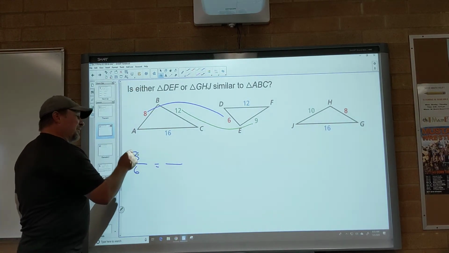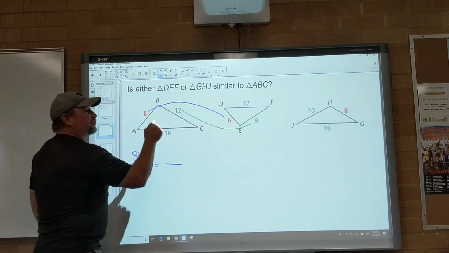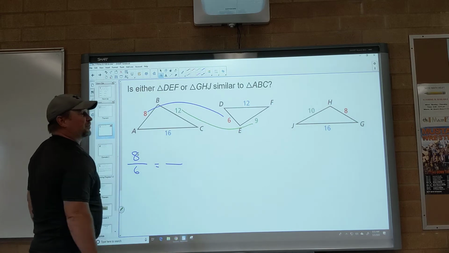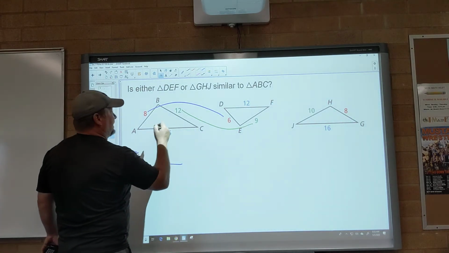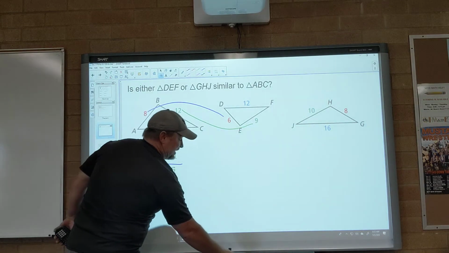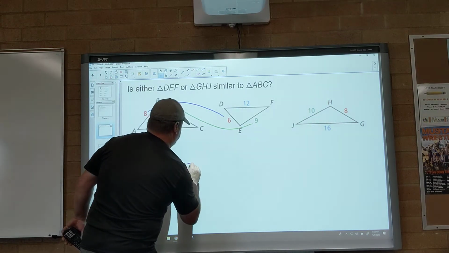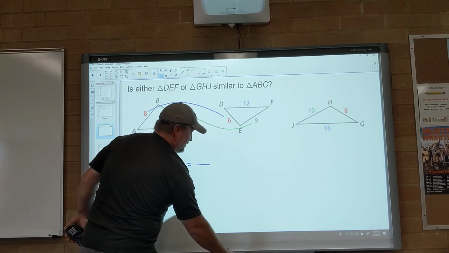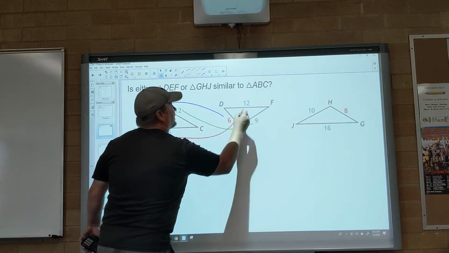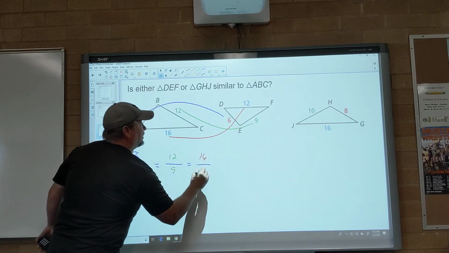But if I chose that one first, all the numbers from that triangle have to go on top, and all the numbers from the other triangle have to go on bottom. So if I chose 8, then I'm back here to 12, and then I'm over 9, is equal to our last fraction, and we'll draw a line between it. Biggest goes with biggest. So 16 over 12.